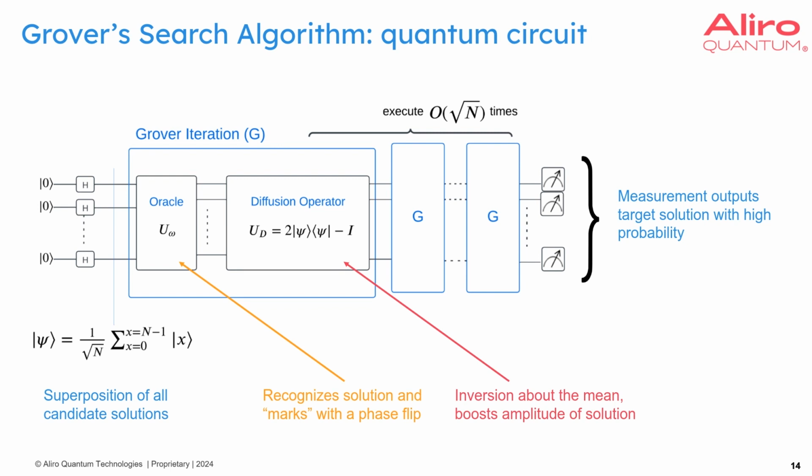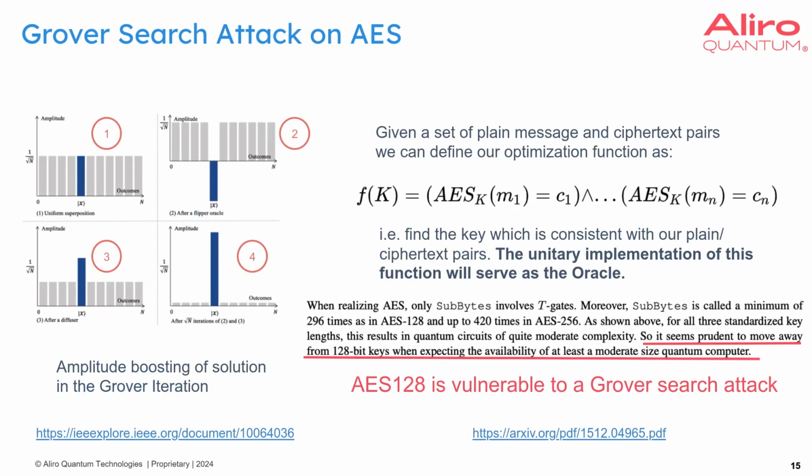We have a diffusion operator, which you don't have to know the details of, but what it does is perform a reflection about the mean. So the amplitude values are reflected about the mean, which, as we'll visualize in a moment, ends up boosting the amplitude of our target solution. So in order to find our solution, we just implement this Grover iteration approximately square root of n times, measure the output, and we get our target solution with high probability.